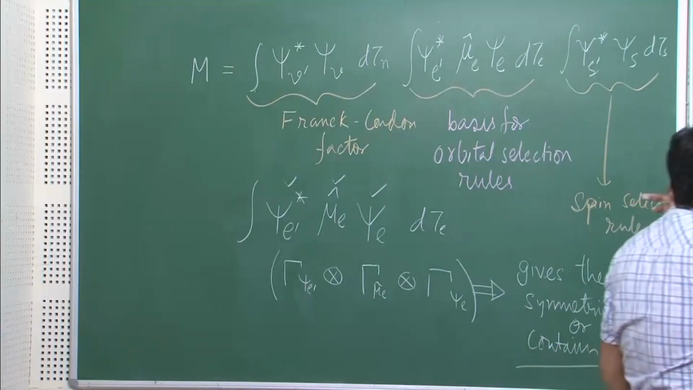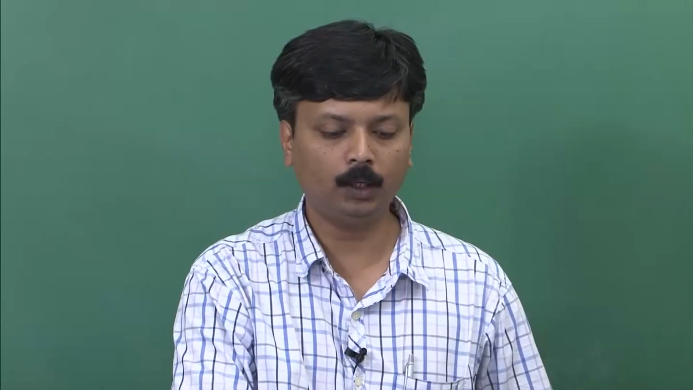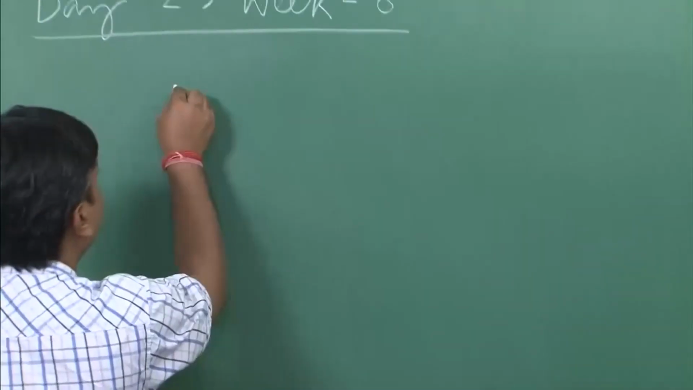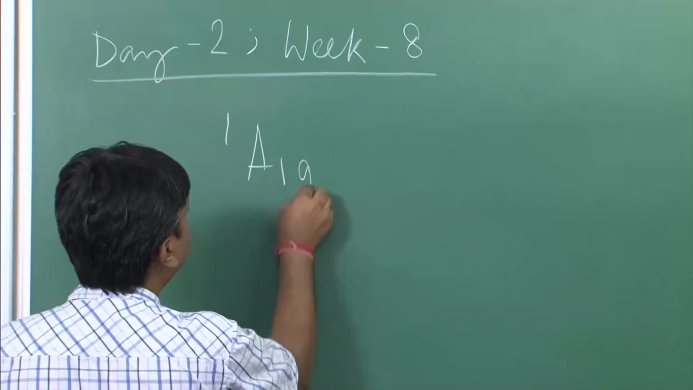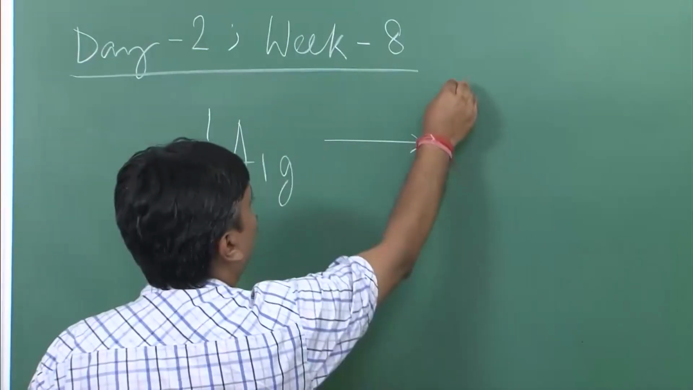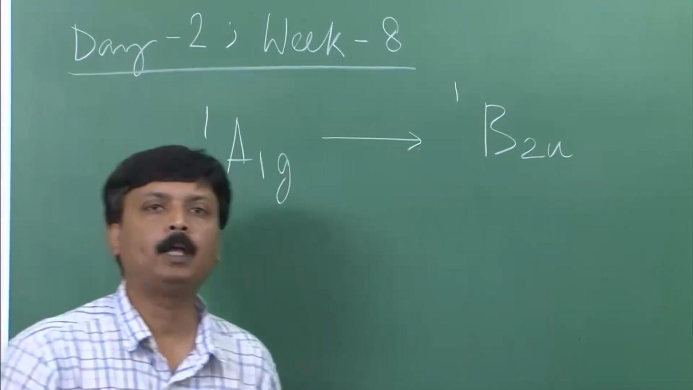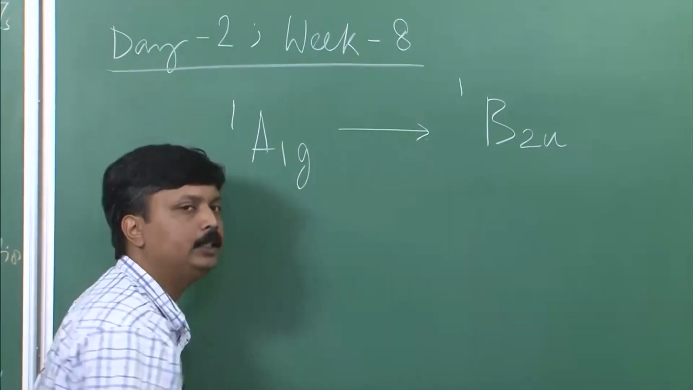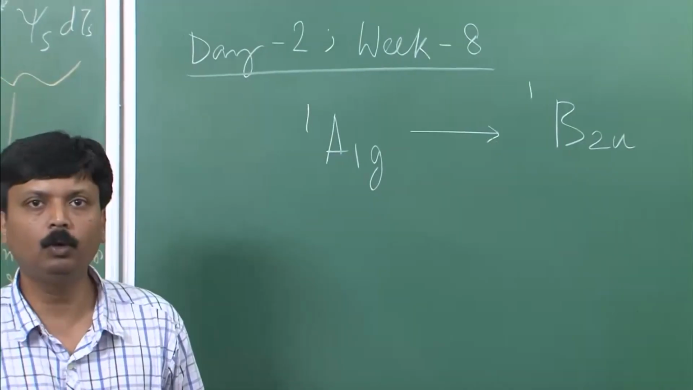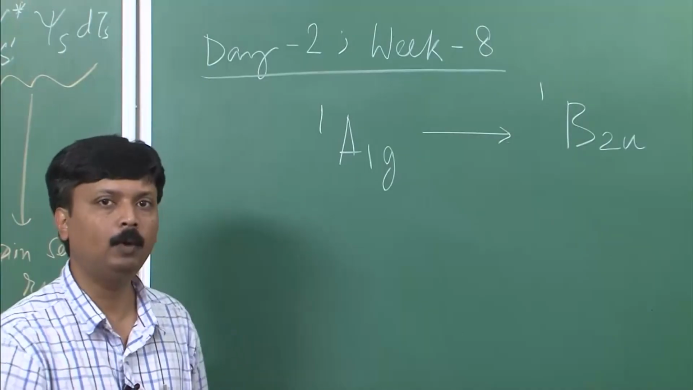So for example, we will take the case of the benzene molecule. If I take for benzene two states like 1A1G, and then I have a transition to 1B2U, correct? So if I try to make a transition like this, then in the first place the spin multiplicity is fine, so it is spin allowed, no problem about that. But whether it is orbitally allowed or not, that one has to figure out.